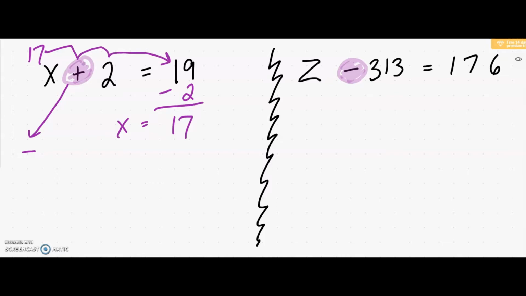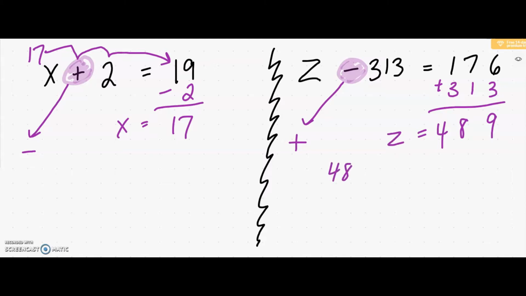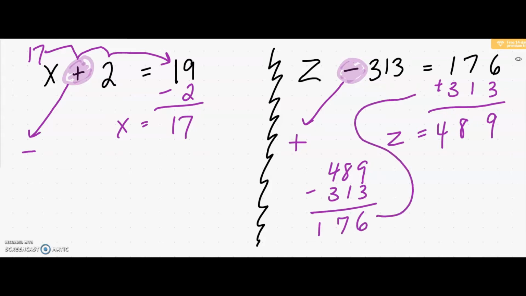The opposite of subtract is add, so I'm going to take my 176 and add my 313, which gives me 489. Z equals 489. If I want to check it, I can do it down here. I'll do 489 minus 313. I get 6, I get 7, I get 1, which is 176. And there's my match.